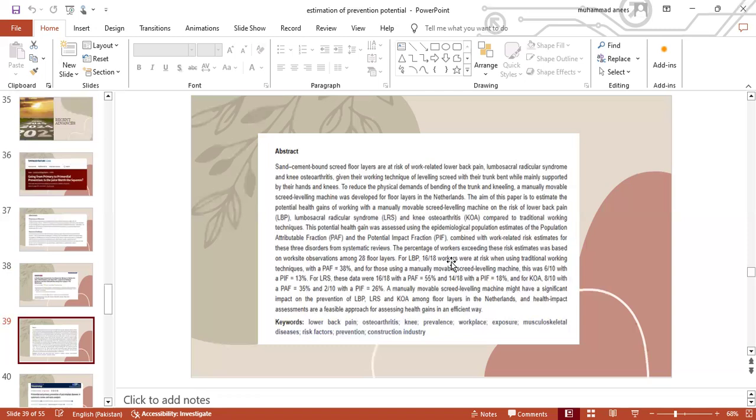For LBP, 16 by 18 workers were at risk when using traditional working techniques with a PAF of 38%, and for those using a manually movable street leveling machine, this was 6 by 10 with a PIF of 13%. For LRS, these data were 16 by 18 with a PAF of 55% and 14 by 18 with a PIF of 18%, and for KOA, 8 by 10 with PAF 35 and 2 by 10 with PIF equals 26. So a manually movable street leveling machine might have a significant impact on the prevention of LBP, LRS, and KOA among floor layers in the Netherlands, and health impact assessments are a feasible approach for assessing health gains in an efficient way.